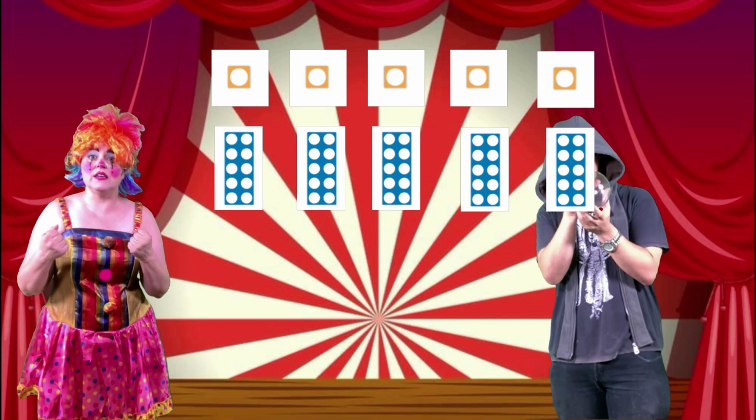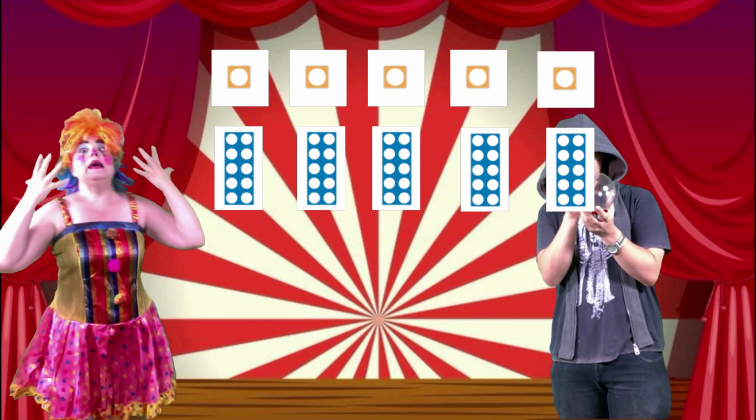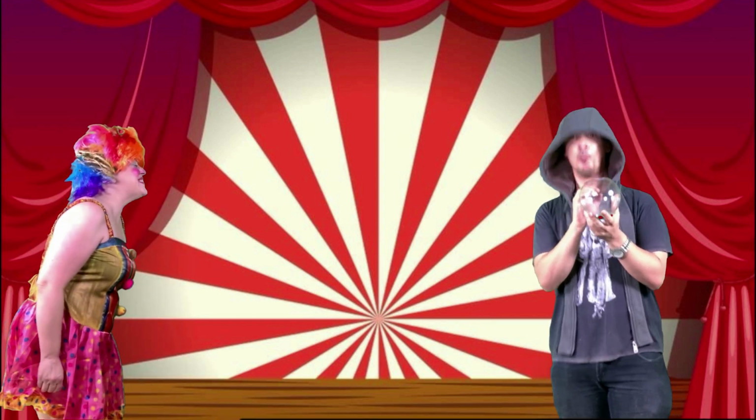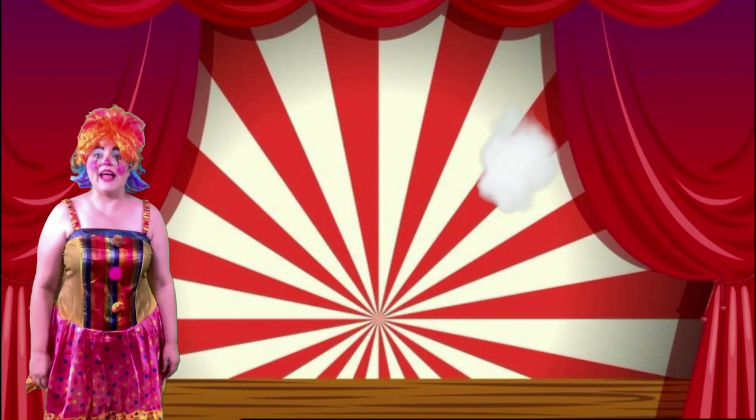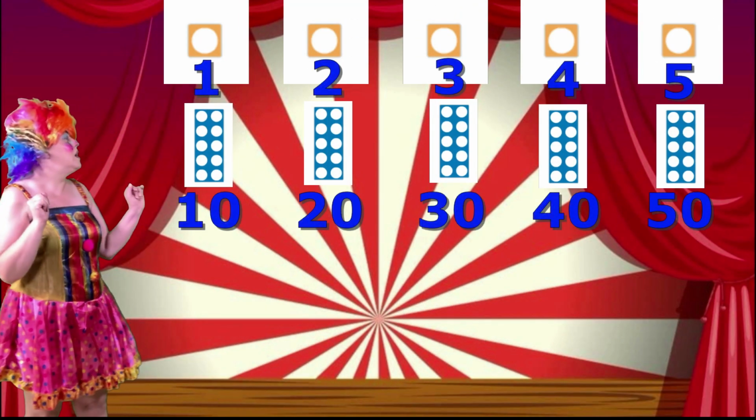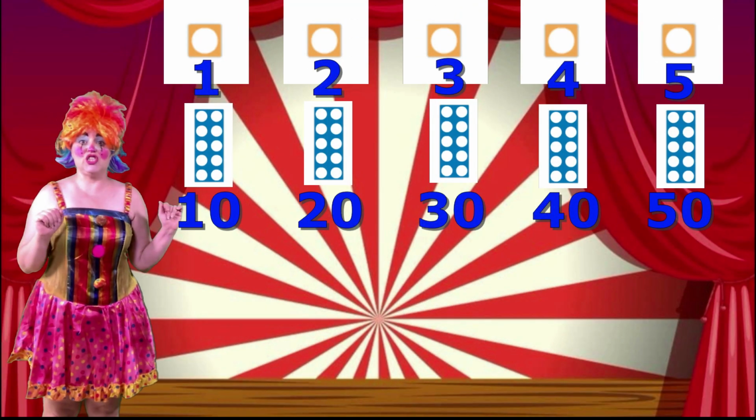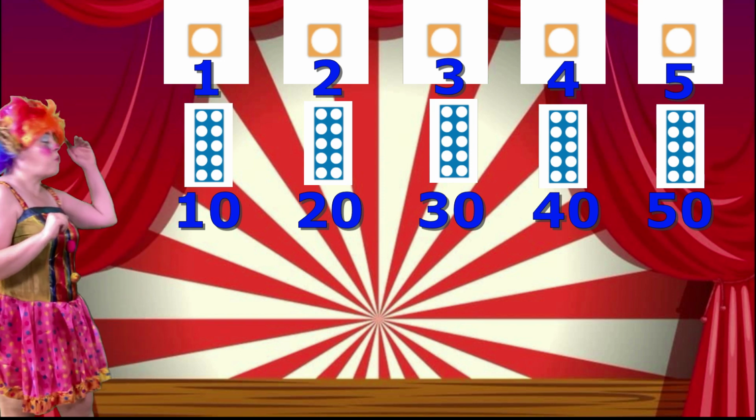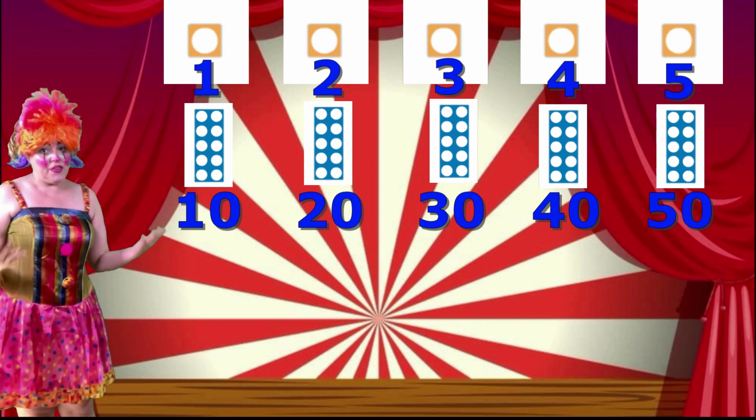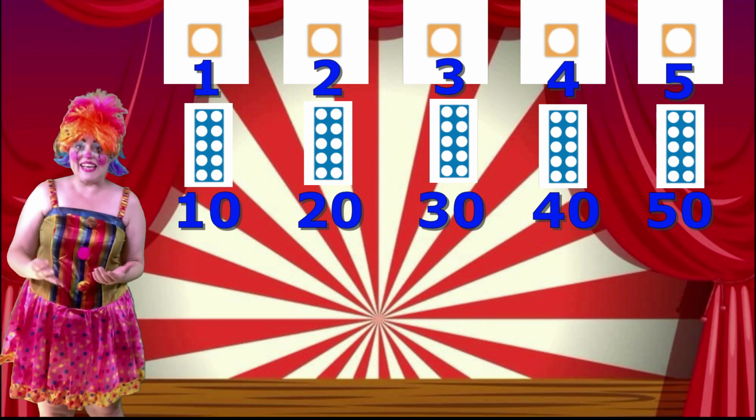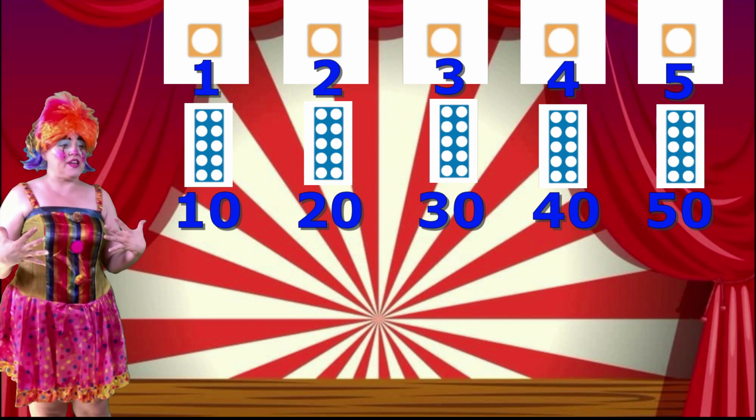Oh my goodness. Oh, no more. Please, Mr. Mathmystic. I think we've had enough 1 shapes and 10 shapes for now. Thank you. Oh my goodness. Look at all these Numicon shapes and numbers. We have 1 and 10, 2 and 20, 3 and 30, 4 and 40, 5 and 50.